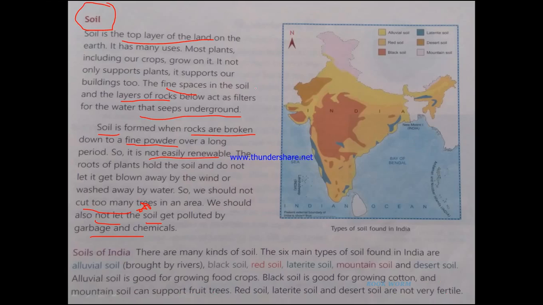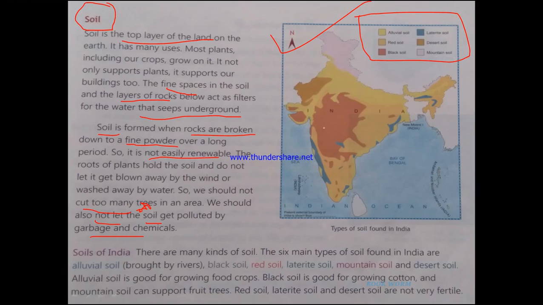So you see, in this part we are talking about the various types of soil. See this map here. The key of the map shows us the different types of soil: alluvial soil, red soil, black soil, laterite soil, desert soil, mountain soil. These are the types of soil which are found in the different regions, according to the landforms.